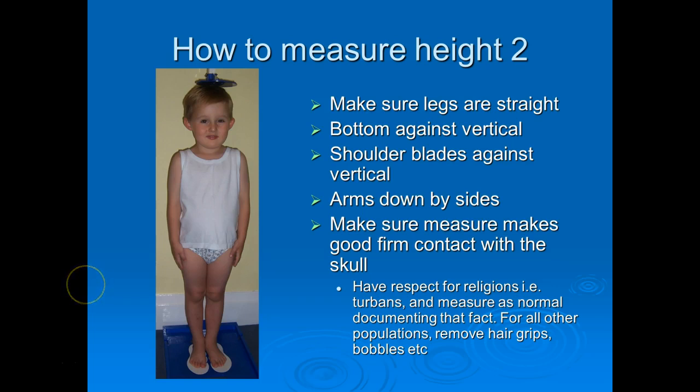So make sure the legs are straight, their bottom is against the vertical, their shoulder blades are against the vertical, and their arms are nicely down by their sides. Make sure that they've got good firm contact with the skull. Obviously, we have to have respect for religious articles such as turbans, and we would measure as normal, documenting that fact for all of the populations, but we should remove hair grips and bobbles if they're just accessories of fashion.